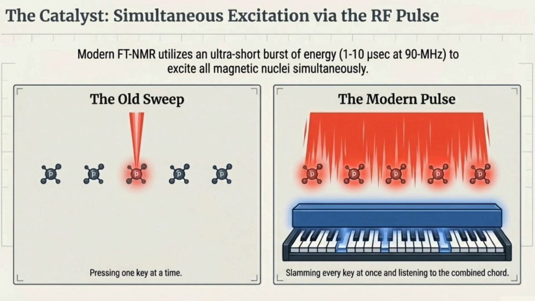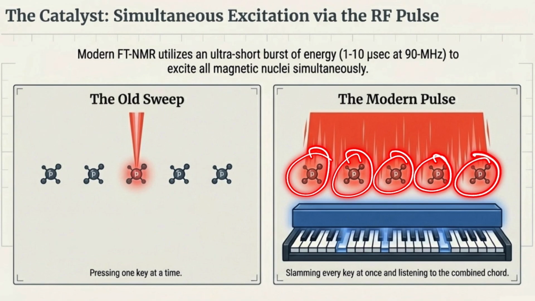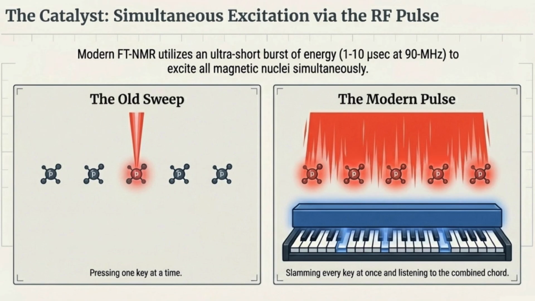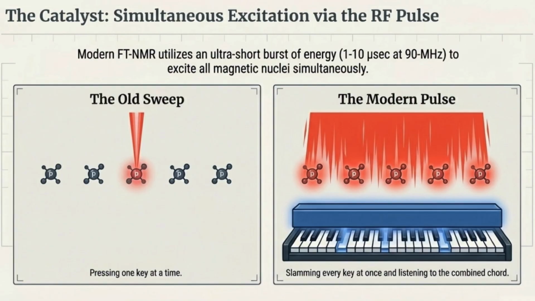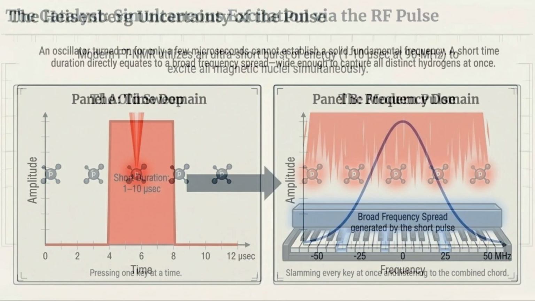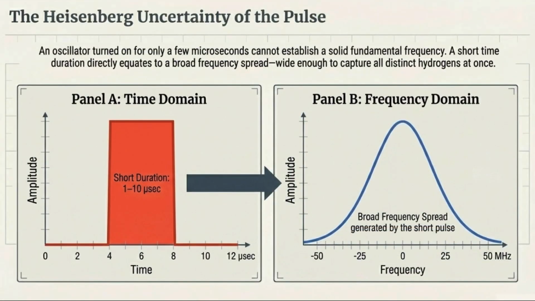What this means in the FT instrument is that we are pressing all the keys of the piano at one time. All the different protons get excited, then de-excite, and emit signals simultaneously. Playing all the keys at one time is the perfect analogy for describing the FT-NMR spectrometer.